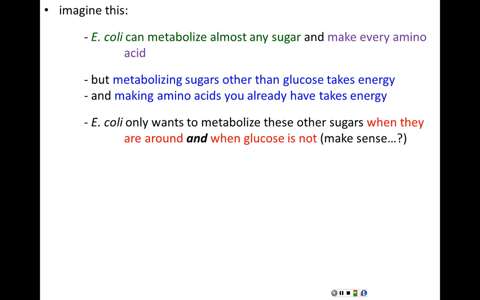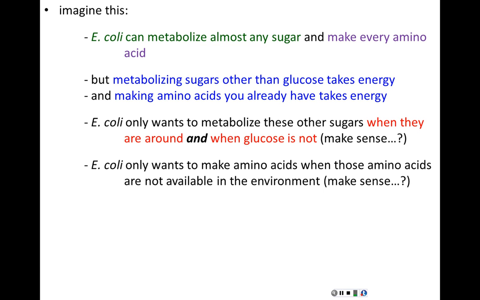So when those other sugars are around and glucose is not, E. coli would prefer to metabolize those other sugars. However, if those other sugars are around and glucose is around too, E. coli would prefer to consume the easy-to-digest glucose and ignore those other sugars.